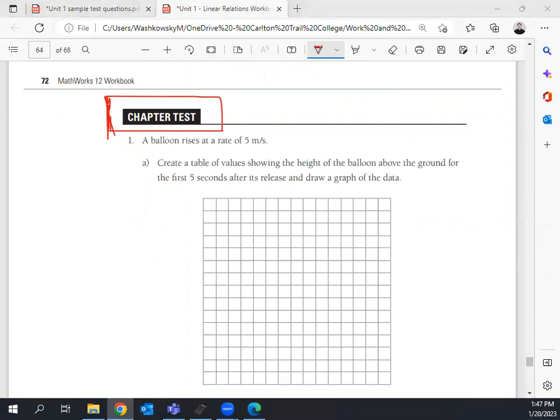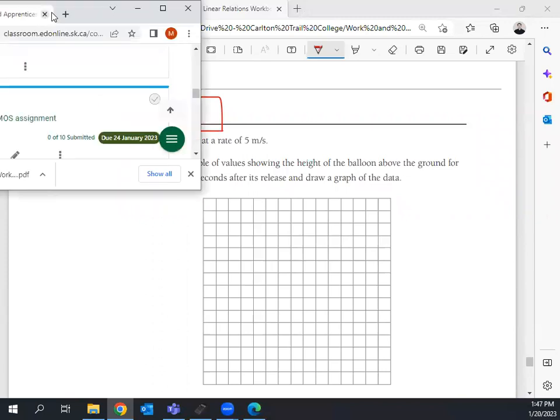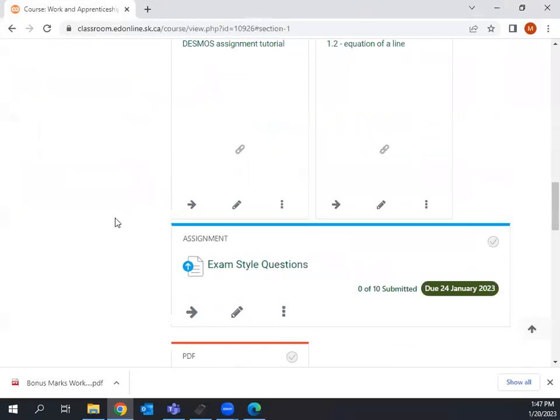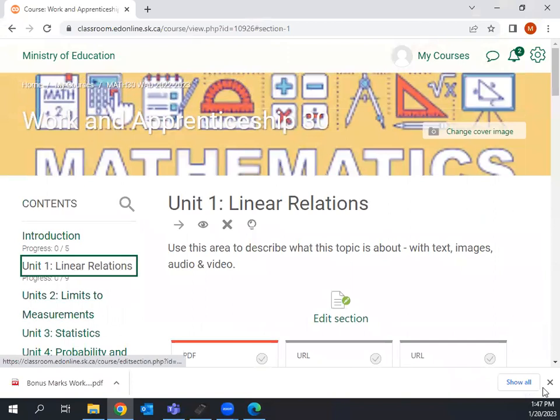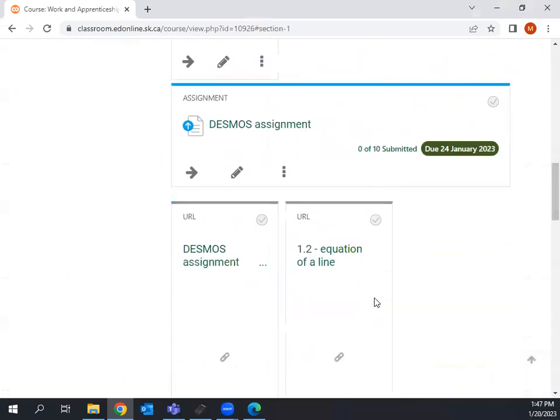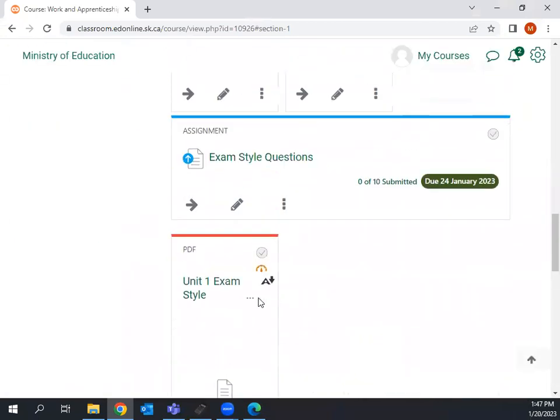To find it on the LMS here, Lindsay, you can head on over to Unit 1, and if you scroll on down, you should find it right there. Unit 1 exam style questions. That's where you can find it. You're welcome to print it off and do it on loose leaf. You can take a picture and upload it. Either is fine. You can do it on Word. Anything works. Let me know if you have any questions or need any help with that.